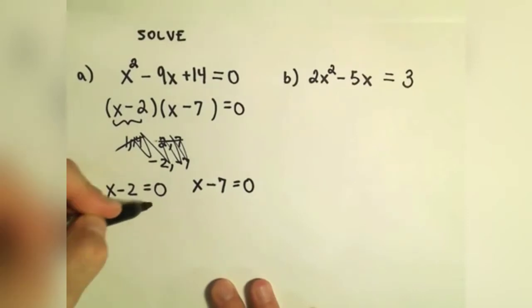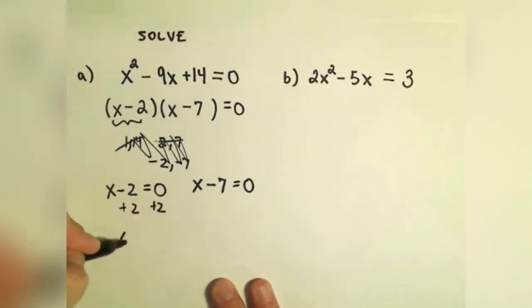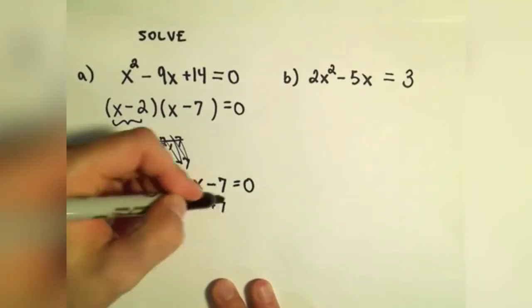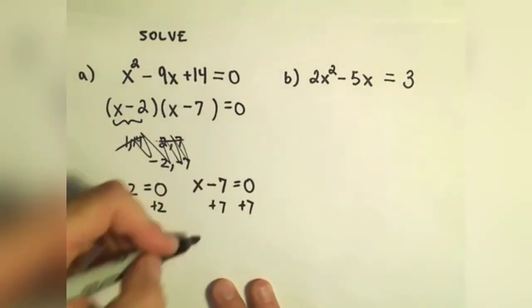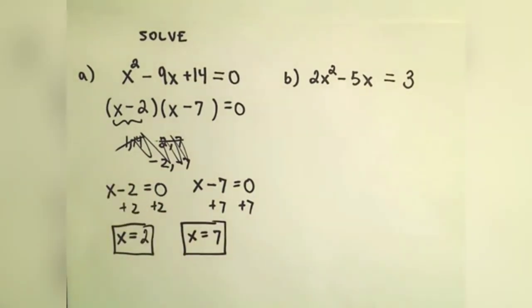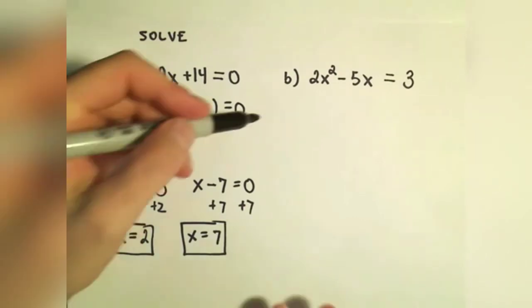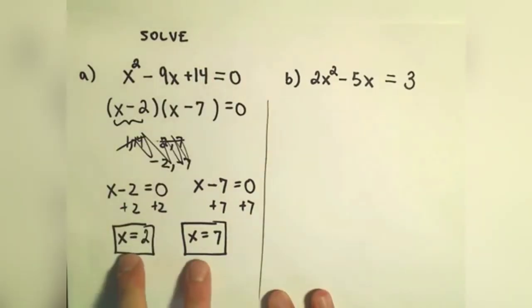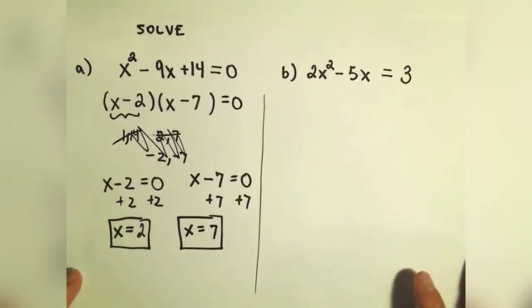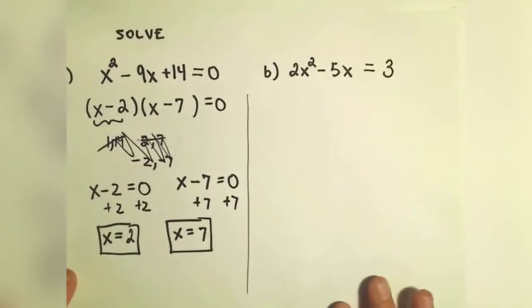So in the first case, we can just add 2 to both sides. We'll get x equals positive 2. We can add 7 to both sides on the second one and get x equals 7. And now we have our two solutions to this quadratic equation. Again, a quadratic equation can have exactly two solutions, or it can have exactly one solution, or it can have no solutions at all. I think both of my examples have two solutions.